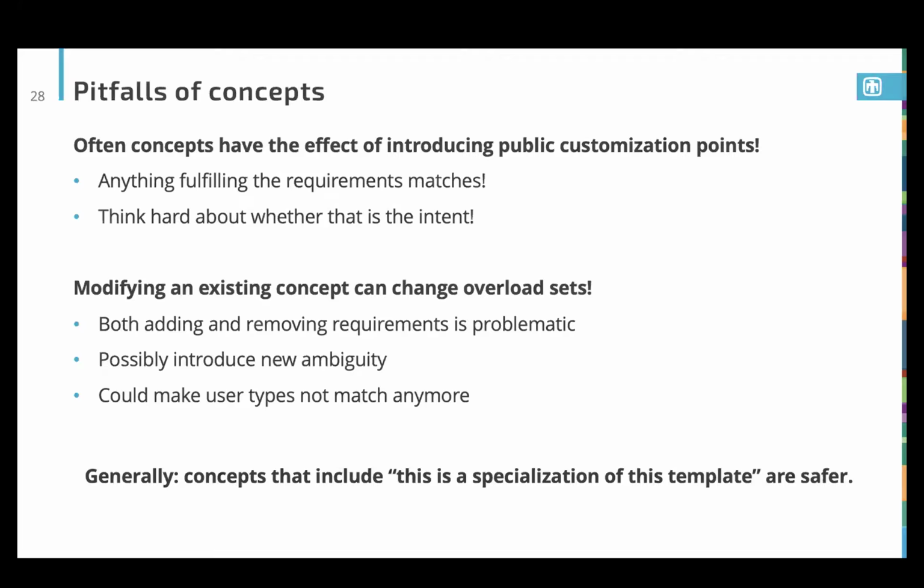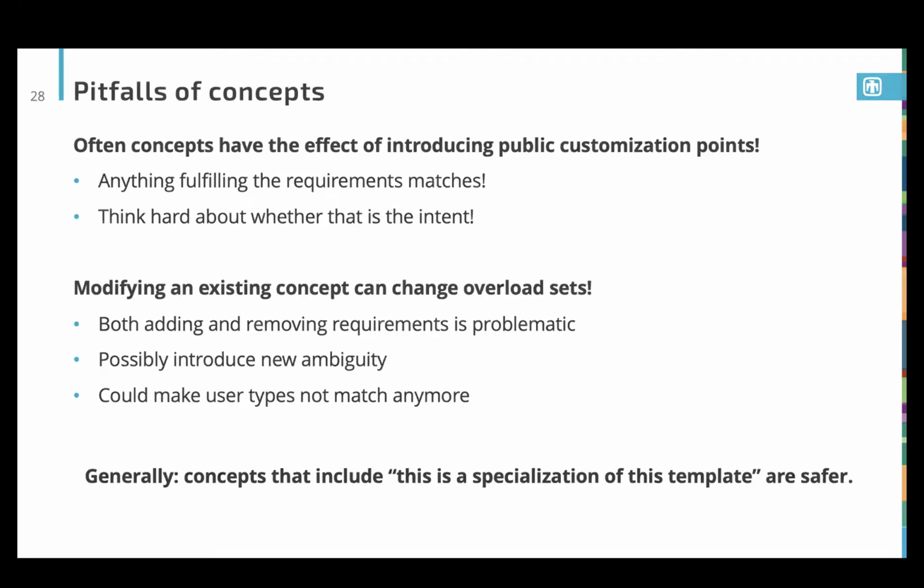If you add or take out a requirement, you might introduce new ambiguity, right? For example, if you added or took out a rank requirement, suddenly on the user code side you might have ambiguity because they had another overload which just didn't have that particular rank requirement. And that's the real problem, right?